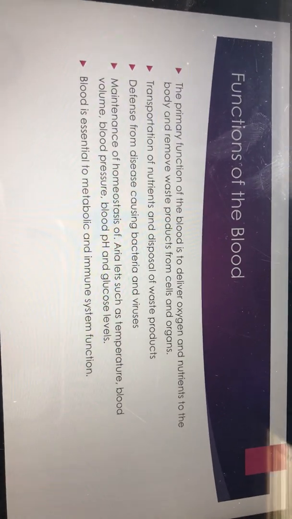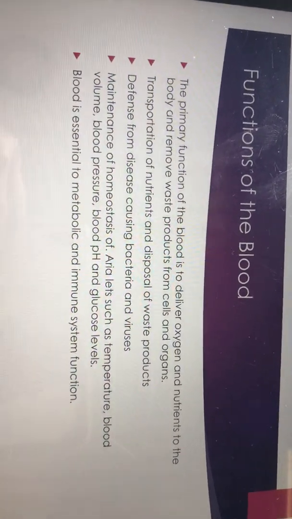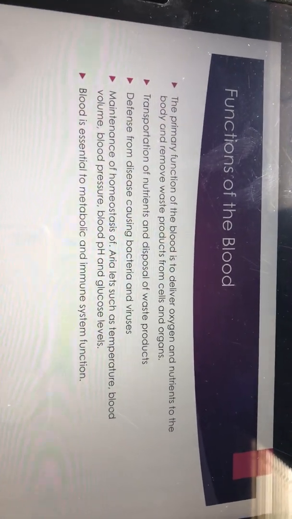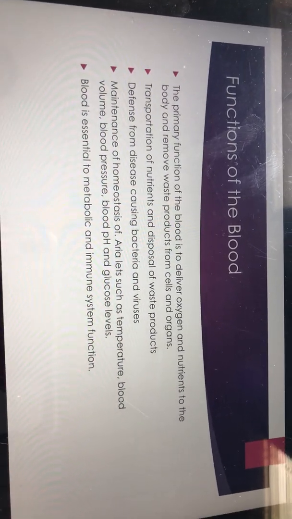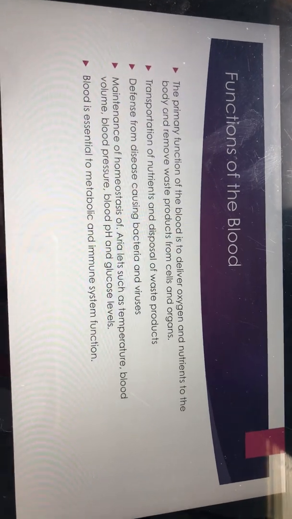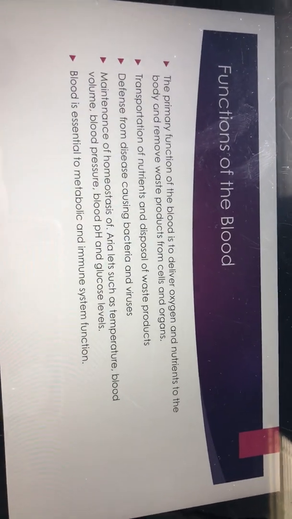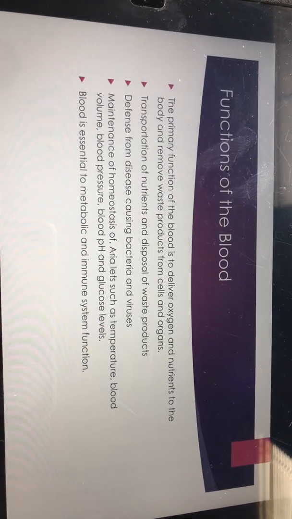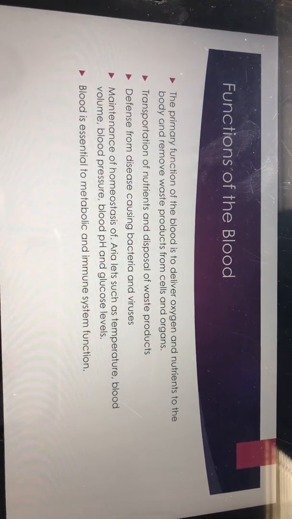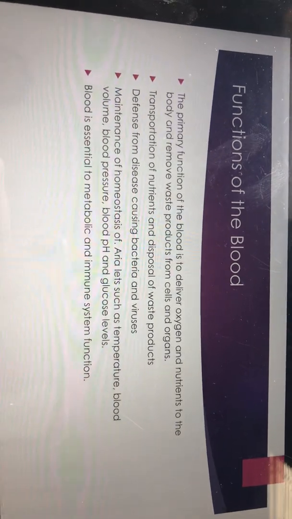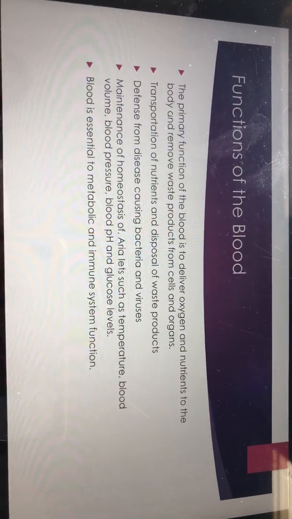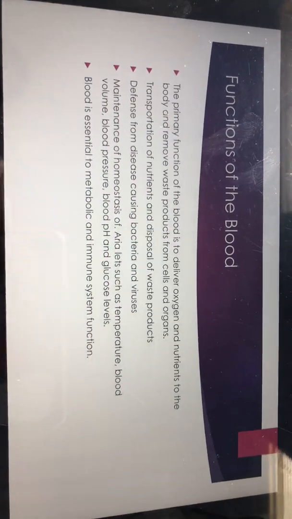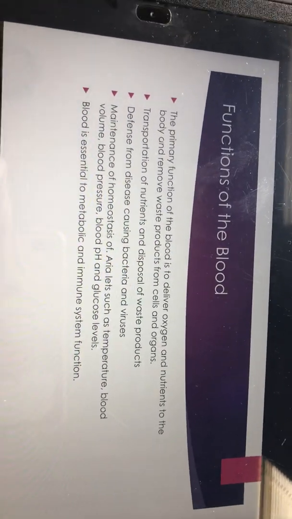Functions of the blood. The primary function of the blood is to deliver oxygen and nutrients to the body and remove waste products from cells and organs. Some more functions are transportation of nutrients and disposal of waste products, defense from disease causing bacteria and viruses, maintenance of homeostasis by regulating our body temperature, blood volume, blood pressure, blood pH, and blood glucose levels. Blood is also essential to metabolic and immune system function.